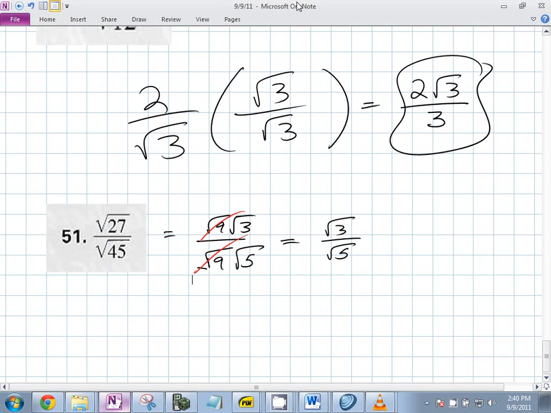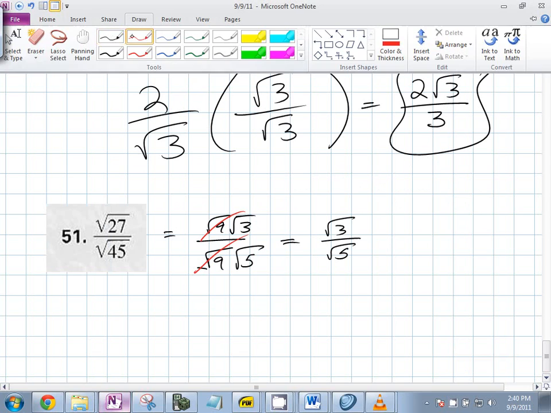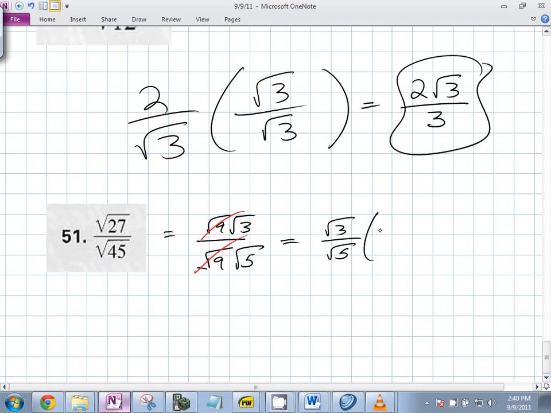Not really. I don't really like that root 5 in the denominator. So what am I going to multiply by, Tony? Root 5 over root 5, because when I do that, what's the denominator become? 5. 5 over root what? 3 times root 5. Which is root 3 times root 5, which is root what? 15. Put it back together.